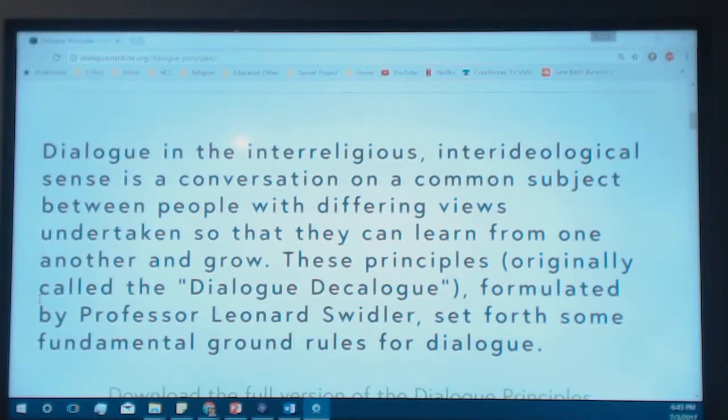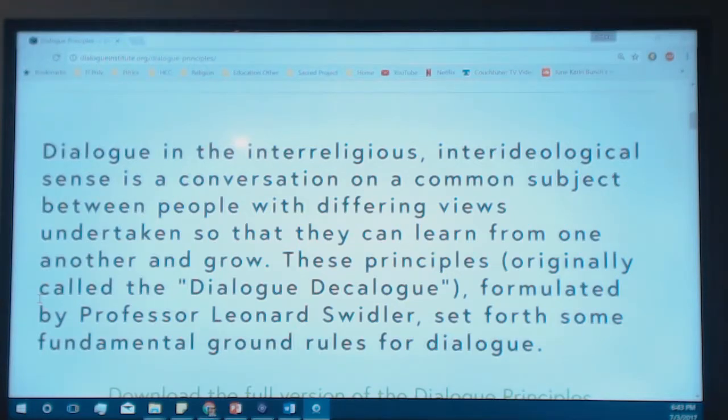Dialogue in the interreligious, interideological sense is a conversation on a common subject between people with differing views, undertaken so that they can learn from one another and grow. These principles, originally called the Dialogue Decalogue, formulated by Professor Leonard Swidler, set forth some fundamental rules for dialogue.